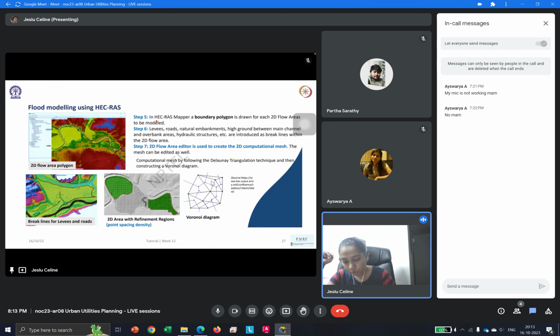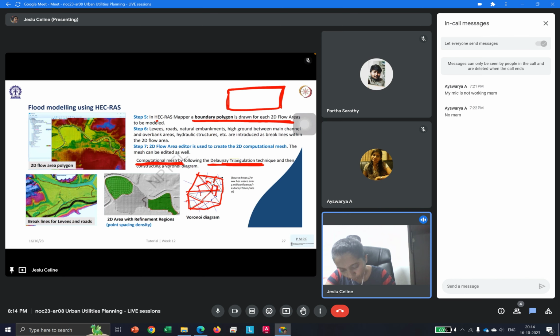So we have a boundary polygon which is drawn. This is the first one, the initial boundary polygon, what you were talking about. Then this particular method, the Delaunay triangulation, is used to create the computational mesh. So this becomes our boundary polygon, and then you have a computational mesh inside this in order to see within the boundary polygon how the water flows. So the Delaunay triangulation method is to split this boundary polygon into the computational mesh to allow us to understand the flow.